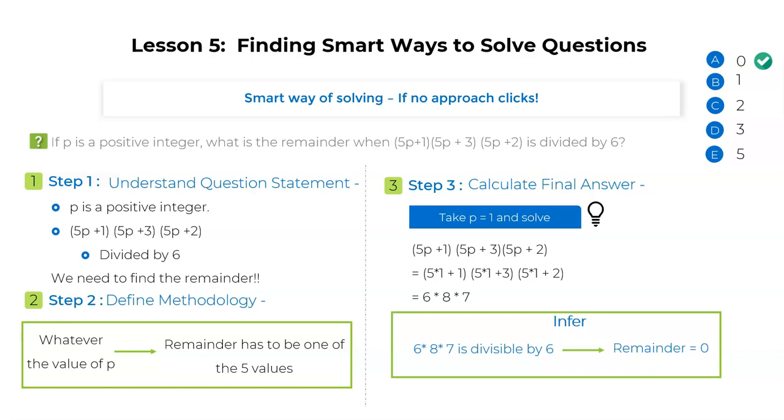Number of times you'll be given these kinds of expressions in topics like divisibility and algebra, and in these places it makes sense to take values. First of all, logically figure out whether taking values makes sense or not. See, I did not start by just randomly putting values. That's very important. That is why the lesson name is Finding Smart Ways. You have to be sure that you can take values to solve the question, and only then you take it and solve.